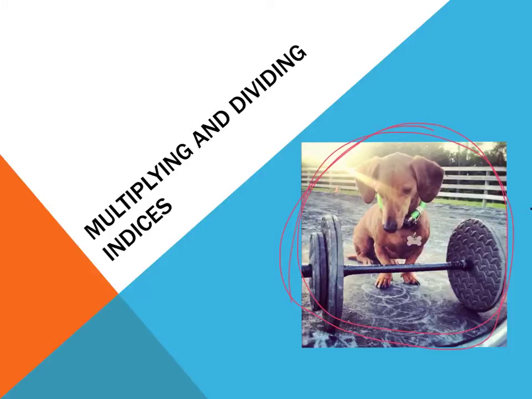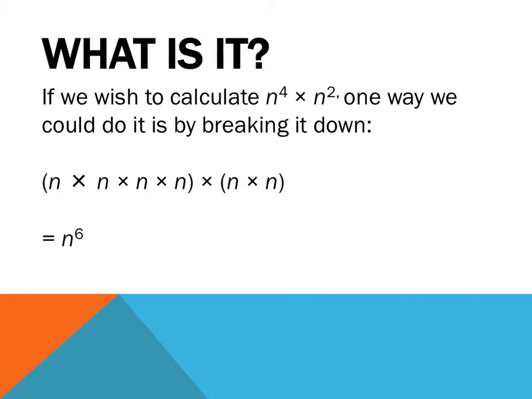Anyway, let's begin. Okay. If we wish to calculate n to the power of 4 times n to the power of 2, when we looked at the concept of expanding the other day, another way we can break it down is n times n times n times n, because that's n to the power of 4. Then there's a multiplication symbol in here, so again, it's multiplied by n times n. And then all I have to do is count: 1, 2, 3, 4, 5, 6. Okay, that's n to the power of 6.